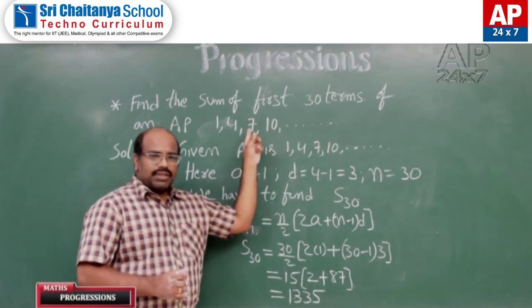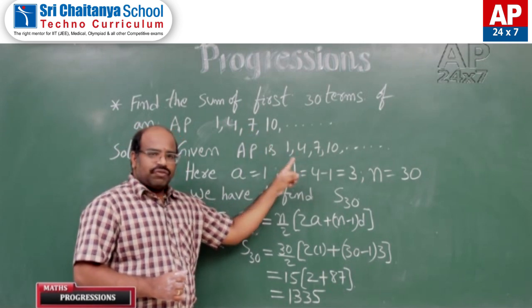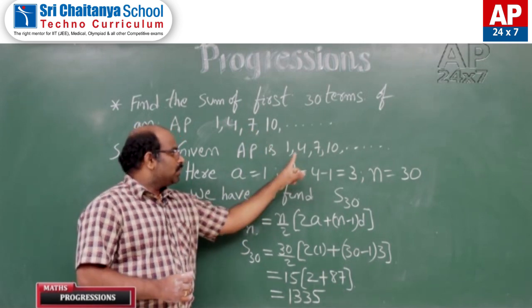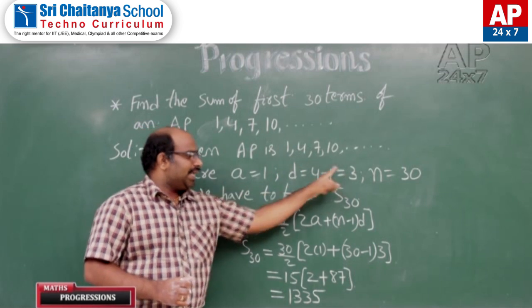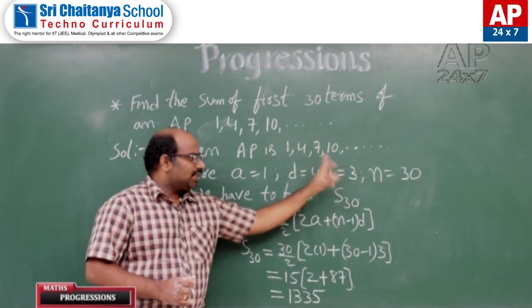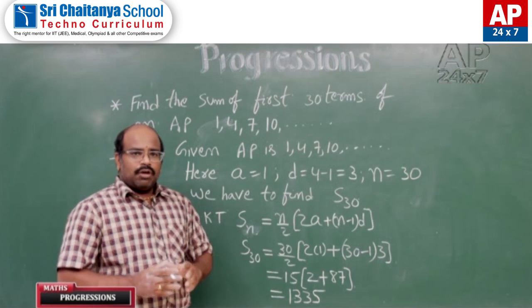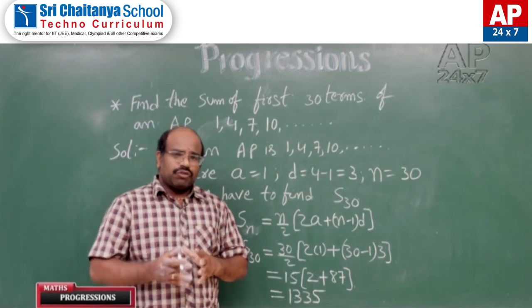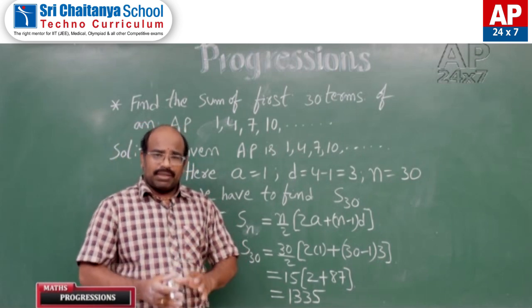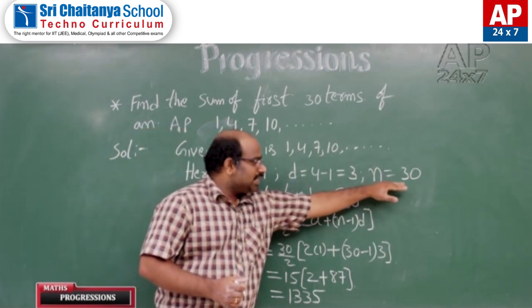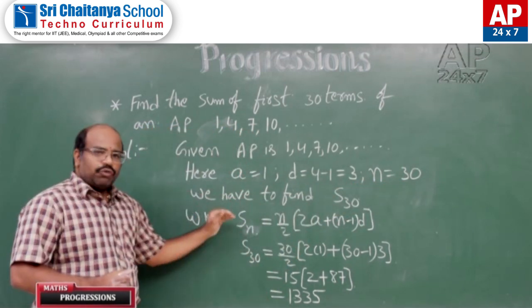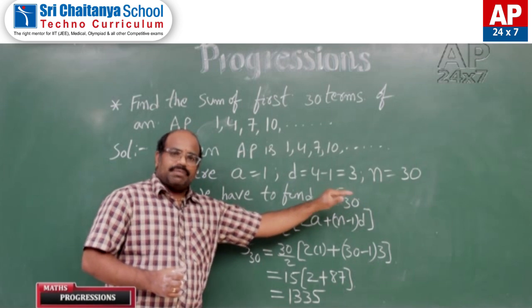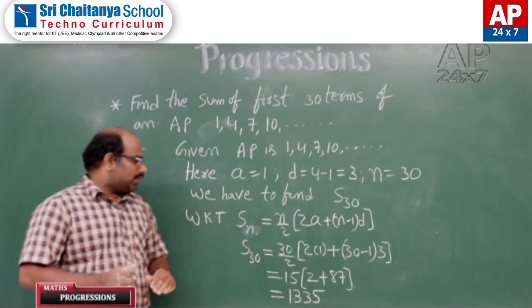Since it is already told that it is an AP, it is enough to calculate one difference. So 4 minus 1 is 3. Therefore, the common difference is 3. Now, how many terms' sum do we have to find? We have to find the sum of 30 terms. Therefore, n is equal to 30. That means we are supposed to calculate S30.